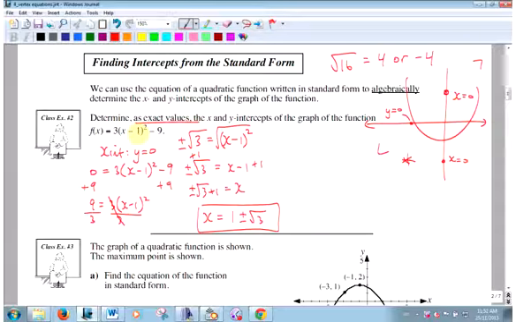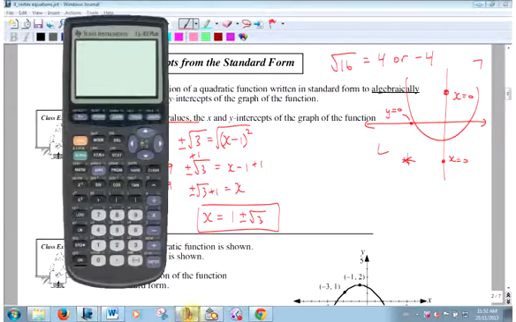Could I double check that? What is approximately the square root of 3? Anyone know?